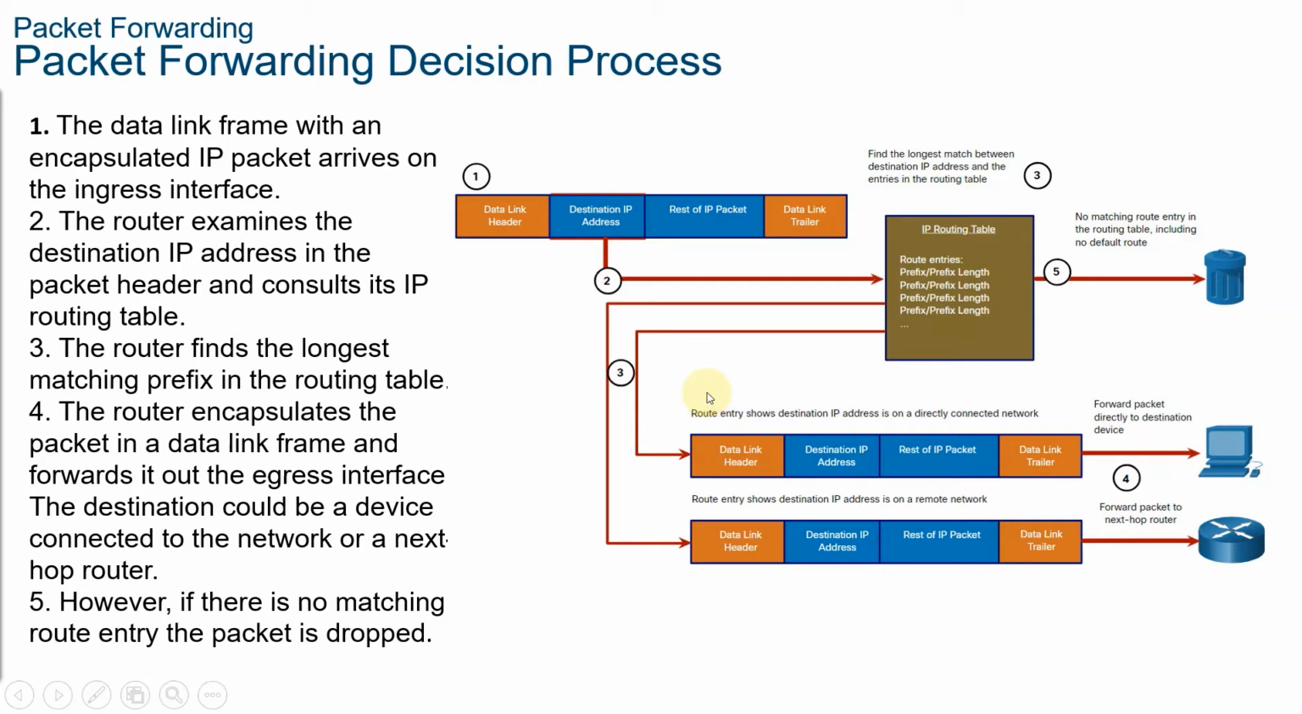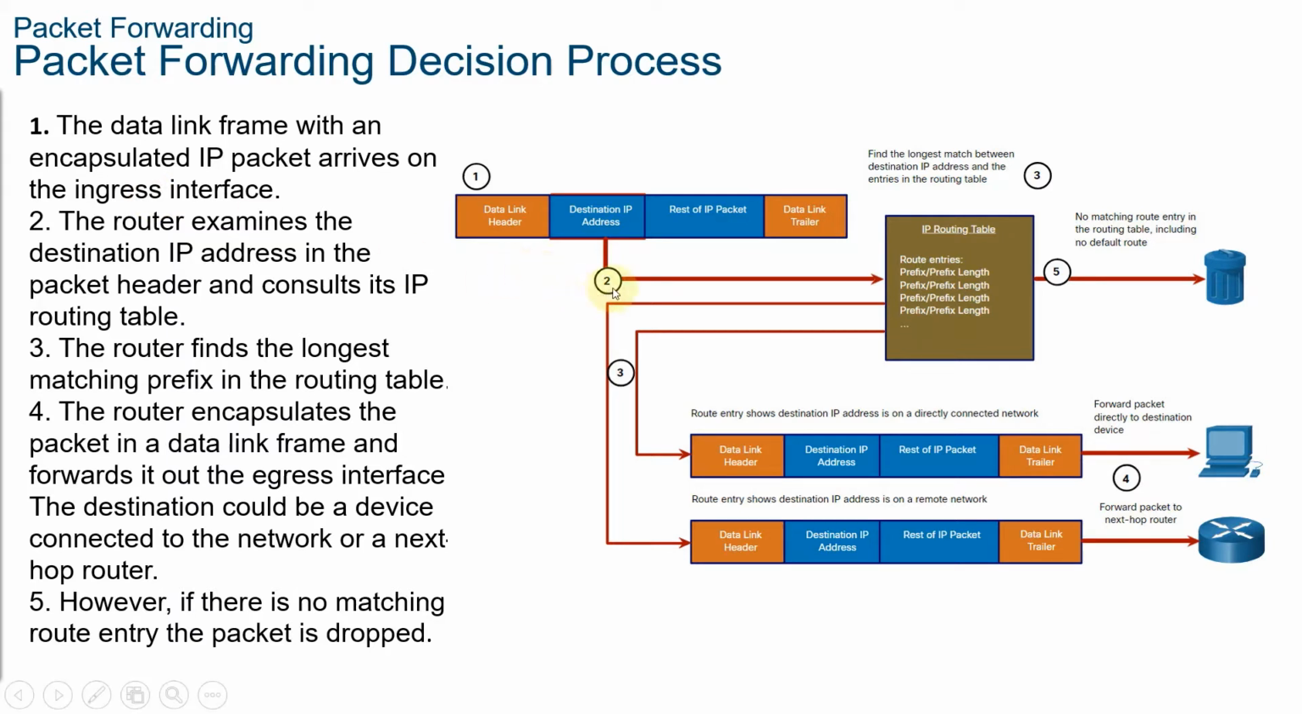The following steps describe the packet forwarding. It begins when a data link frame with an encapsulated IP packet arrives at the ingress interface. Starting with this one here, this is a frame. You've got the data link header, the destination IP address, the rest of the IP packet, and the trailer. When I say ingress, that is the incoming, the input.